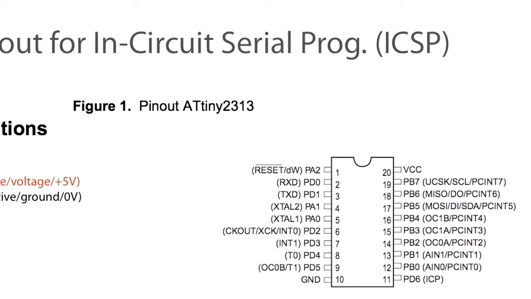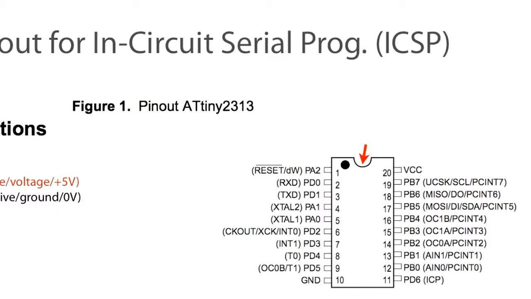In step 2, we'll physically connect the AVR to the Arduino. Find the pinout for your AVR in the datasheet. Orient the chip correctly by looking for the top semicircular indent. Most chips also or instead have a small dot in the corner, indicating pin 1. In-circuit serial programming requires 6 connections.